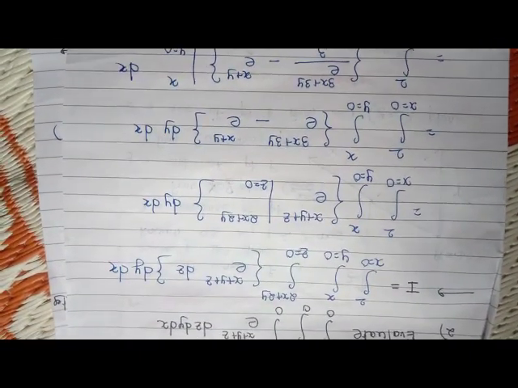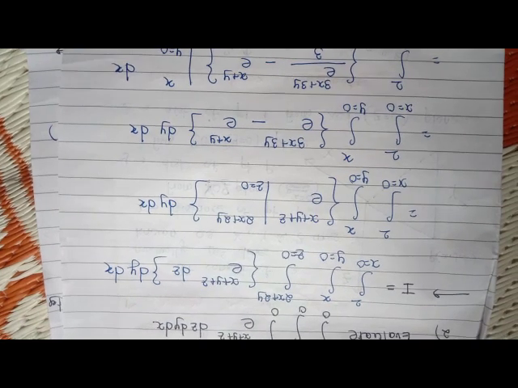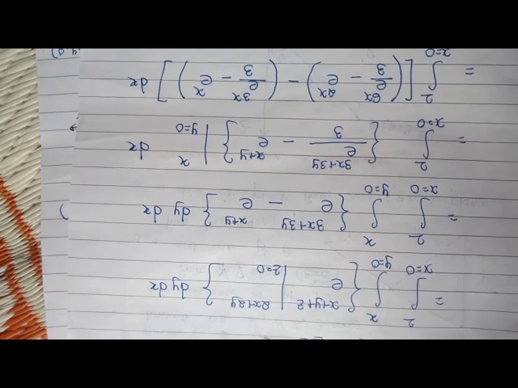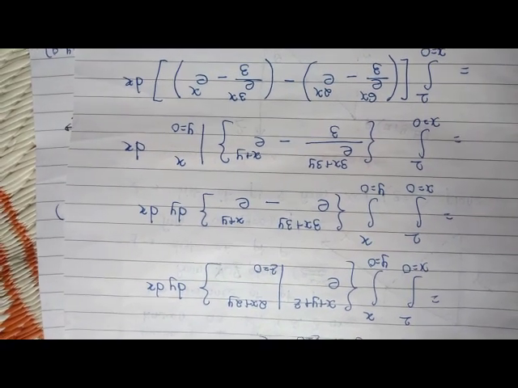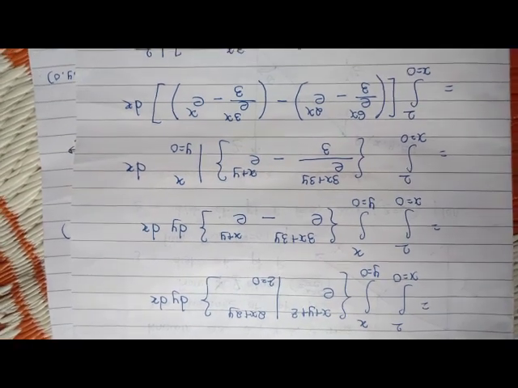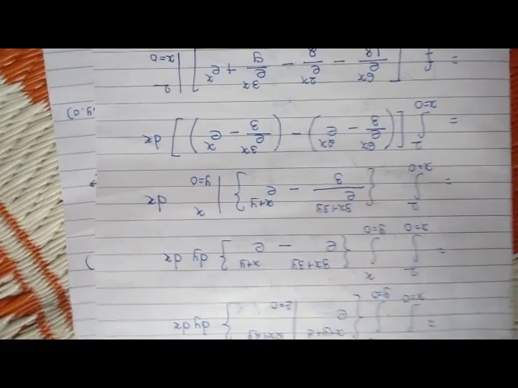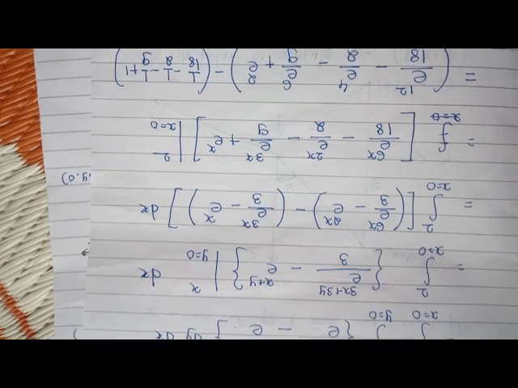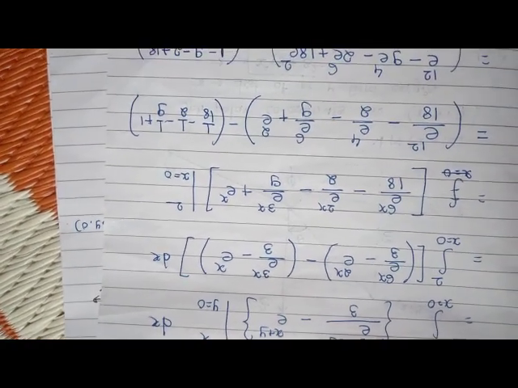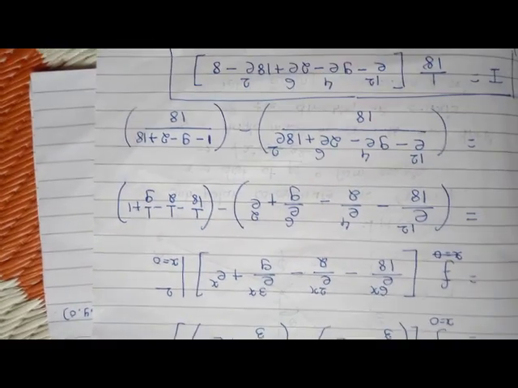So integrate with respect to z, integration of the exponential term as it is, then limits 0 to 2x plus 2y are substituted. Then we have to integrate with respect to y. So e raised to 3x plus 3y divided by 3 minus e raised to x plus y. Then limits of y, 0 and x, are substituted. Then we have to integrate with respect to x by the usual method, integrated, and limits 0 to 2 are substituted to get the final answer.